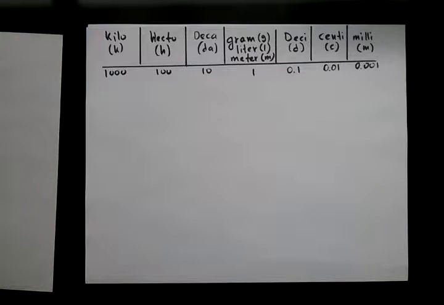The purpose is for you to be able to navigate up and down the metric prefixes and the different units, and be able to use them properly in conversion problems. So here is a very simple conversion type problem.